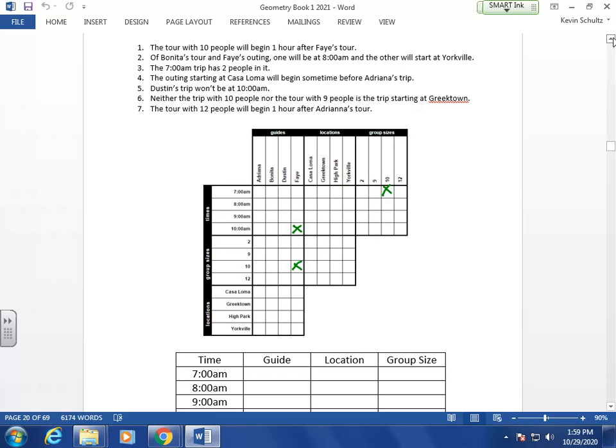Again, we're talking about two different tours here, right? One is at 8, the other will start at Yorkville. So two different tours means we can eliminate something. Christopher?